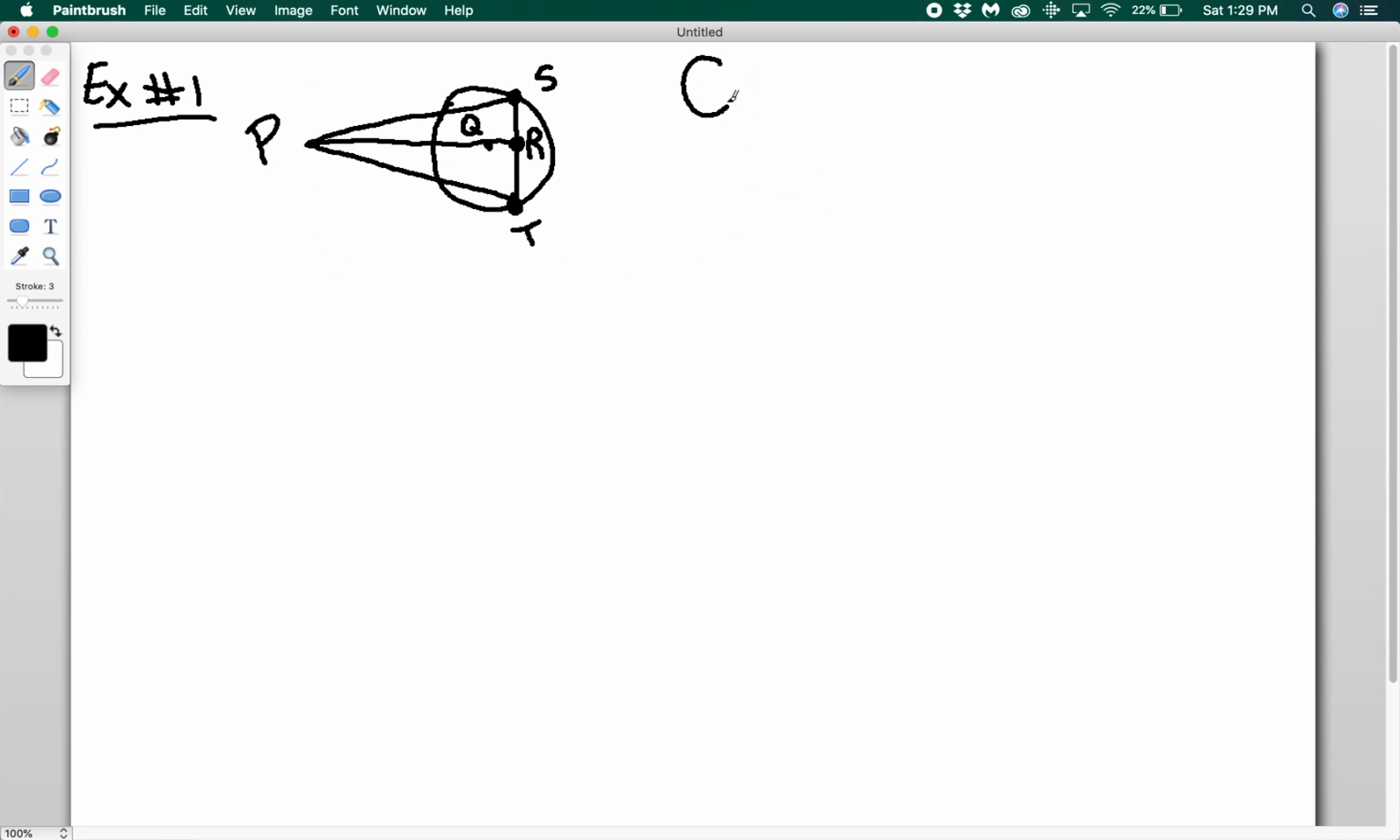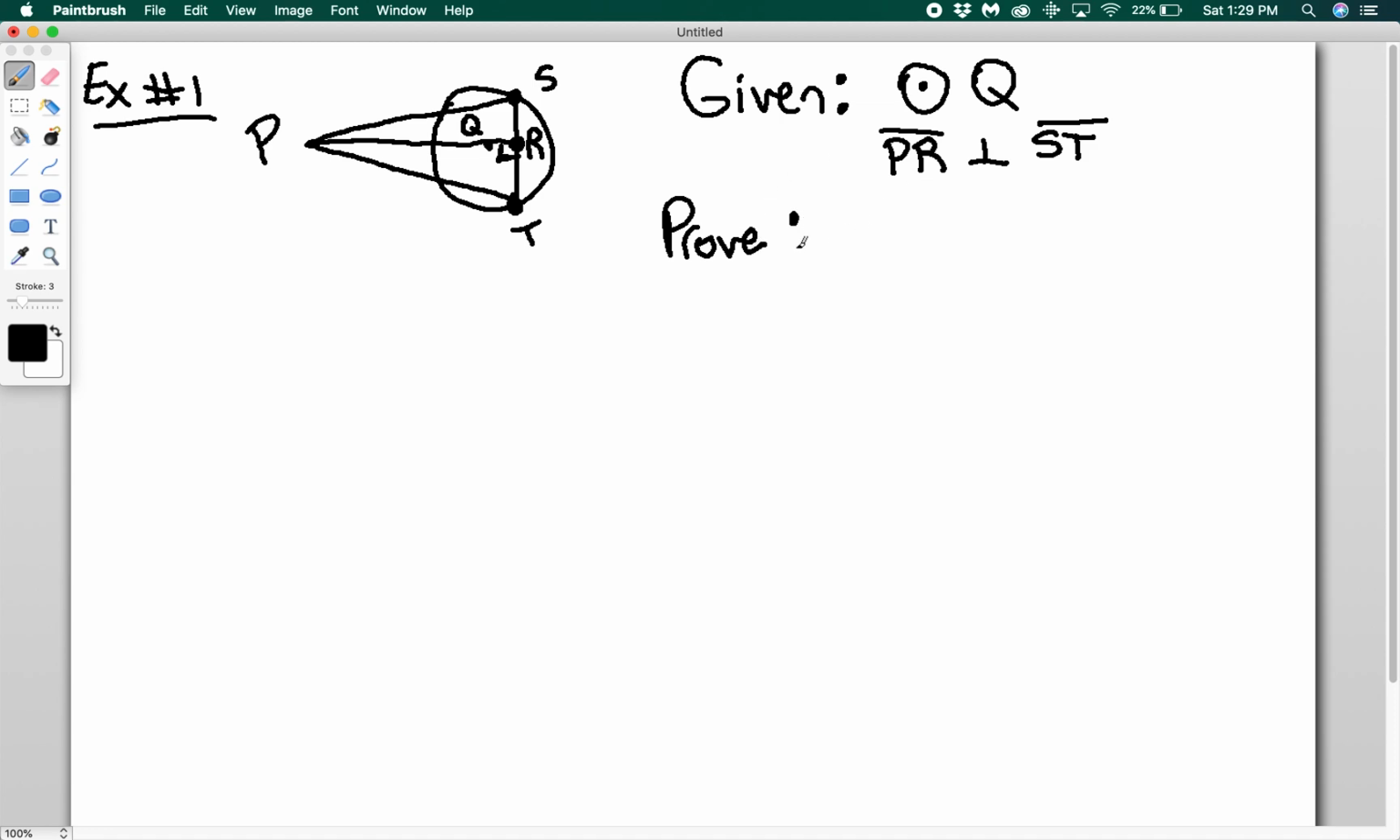Okay, here's what we're going to be given. In this problem, we're given that the circle is centered at Q. So the way we write that is like this, circle Q. We're also given that the line segment PR is perpendicular to the line segment ST. So I know that this is a right angle. And what I want to prove is that line segment PS is congruent to line segment PT.